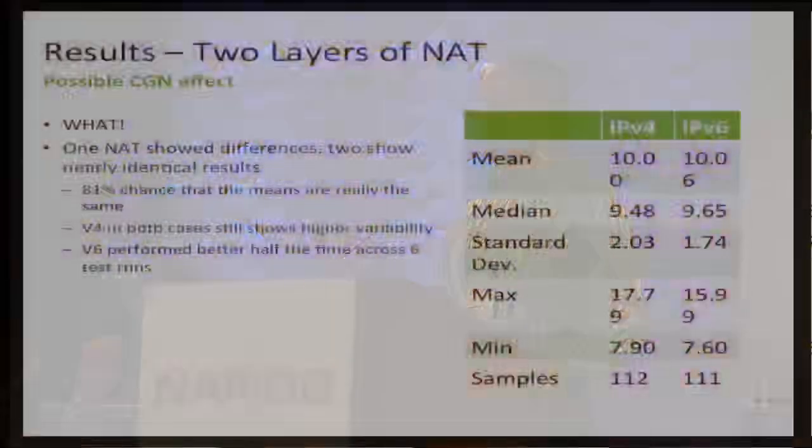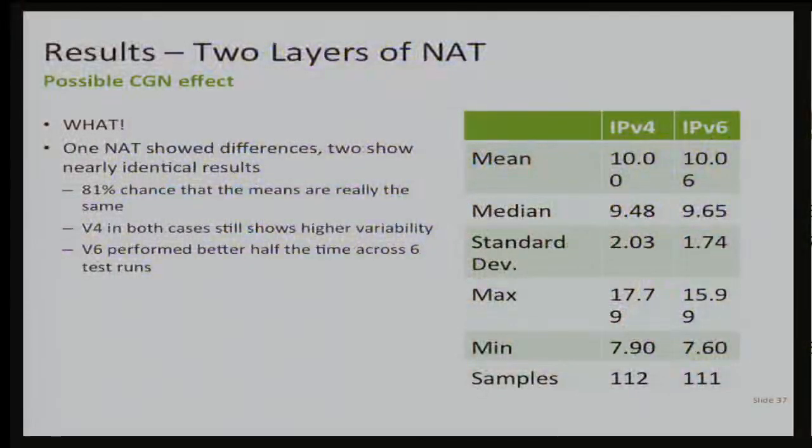The min is still higher than V6. But what's going on here? We ran some statistical tests on the data that we got back, and we're 81% confident that the means are really identical in this particular case. In the previous case with just the one NAT, we were very confident that the means were different. So what's going on here?